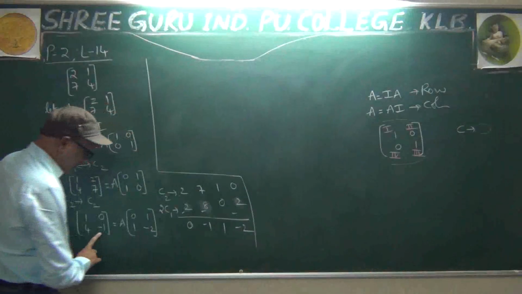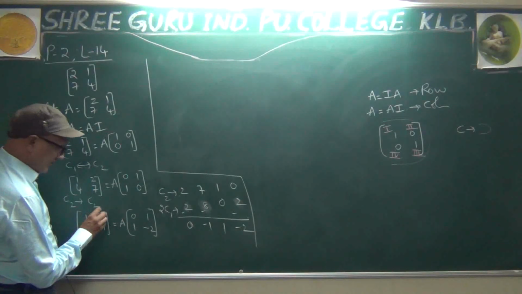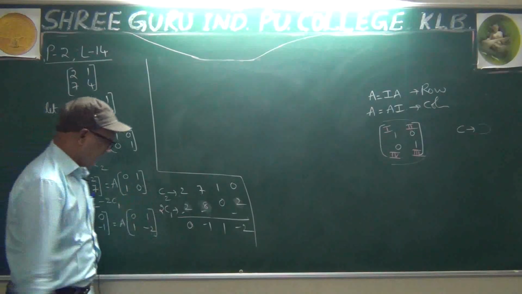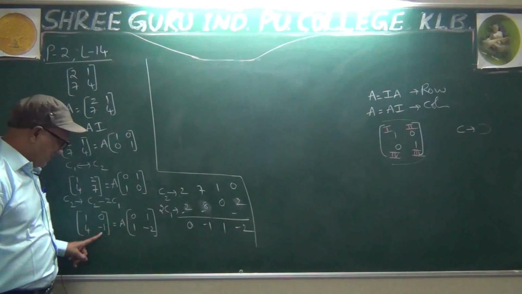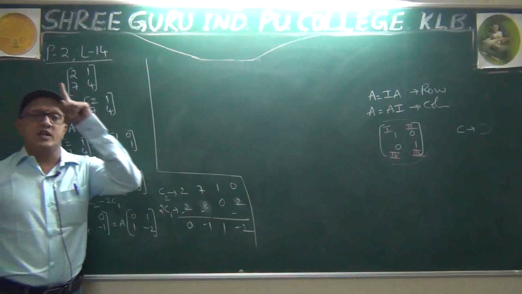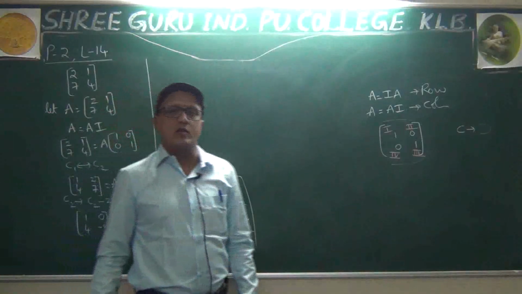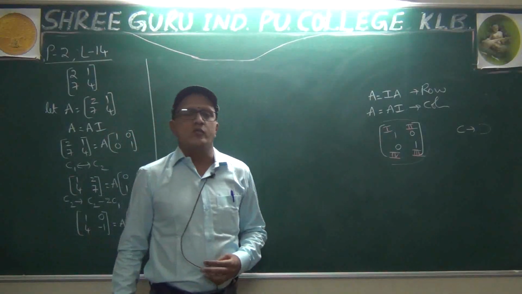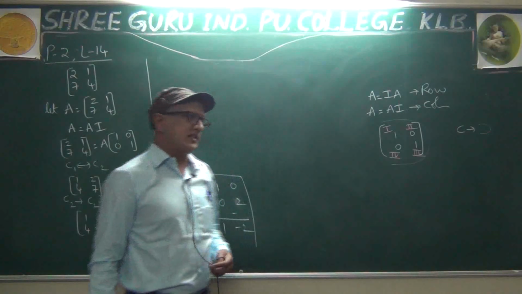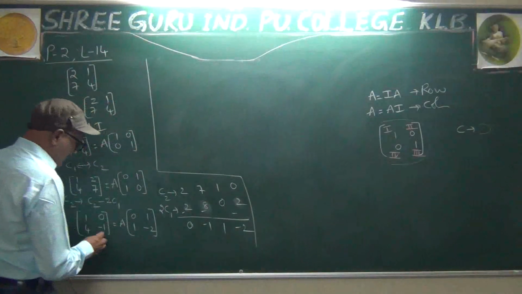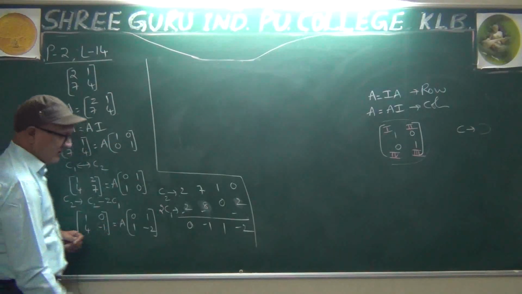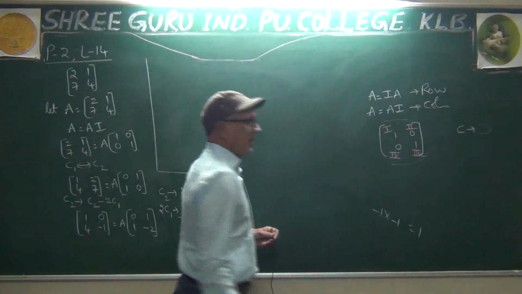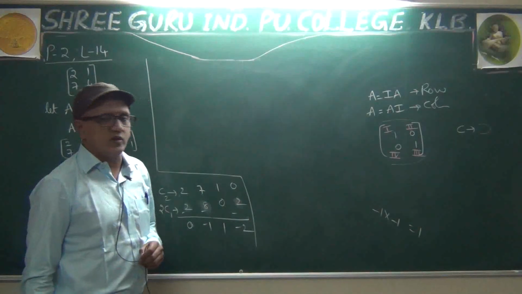At this place we want 1. What operation did we do? C2 minus 2C2. At this place we want 1. For the third Roman letter, I already told you it may be a row operation or a column operation. Whenever we want the third Roman letter, we have to multiply with its reciprocal. What is this one? Minus 1. We want 1, so we have to multiply with minus 1 only.